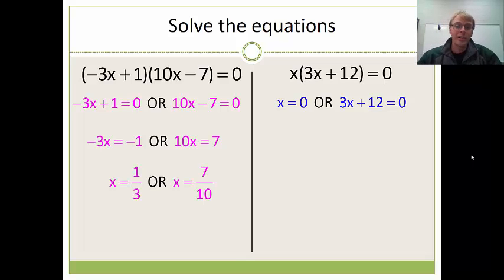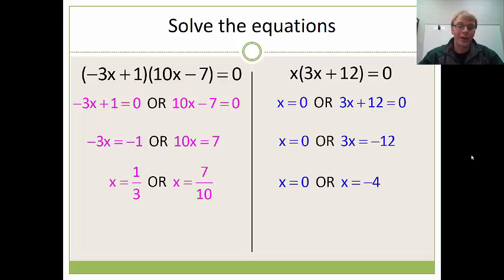In the second one over here, you can see we have a monomial x, only one term, times a binomial. Well, we treat this the same way. They're each factors. So we set x equal to 0 and 3x plus 12 equal to 0. Solve the 3x plus 12 equal to 0, because the other one, x, is already alone, right? And we get our two solutions there.